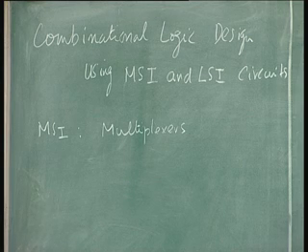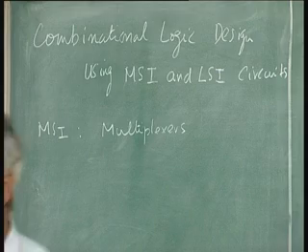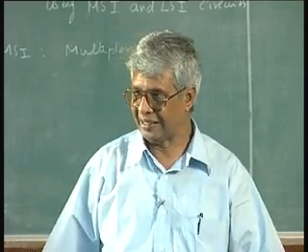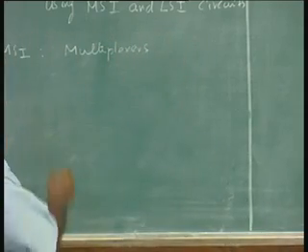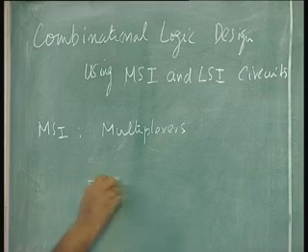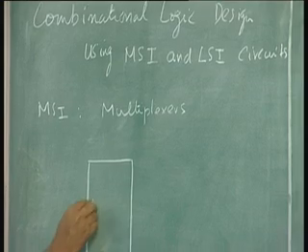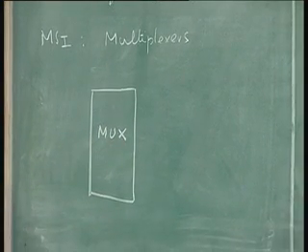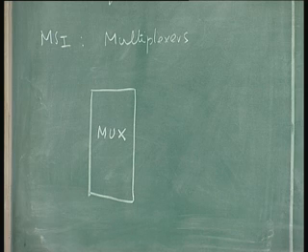Okay. Now what is a multiplexer? Basically a multiplexer, as the name suggests, multiplexes. That means I have several inputs and you have to select one of them. It is a selector. A multiplexer is nothing but a selector. So if I have a hardware which I call a multiplexer, MUX for short, they call it MUX.